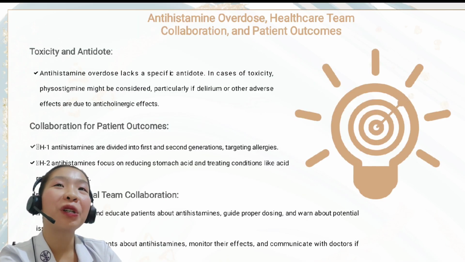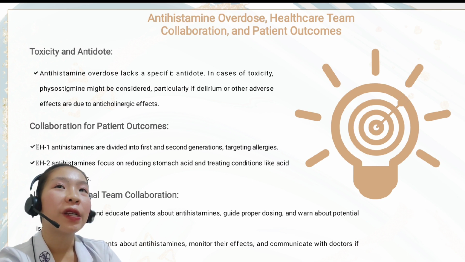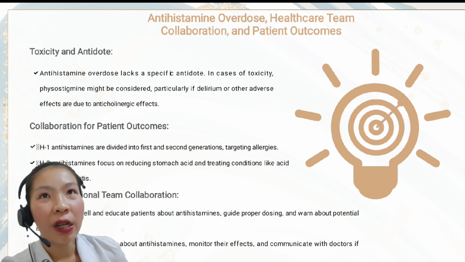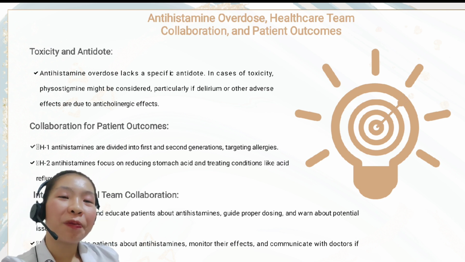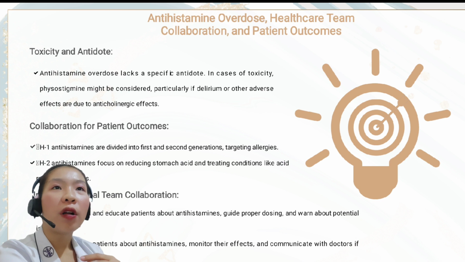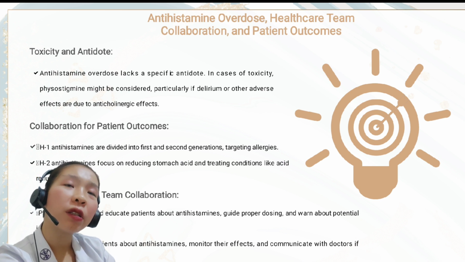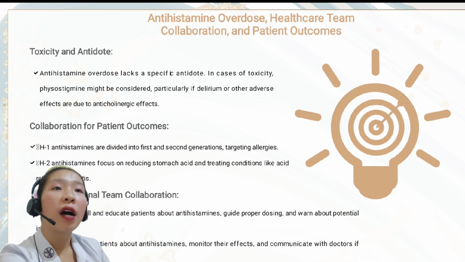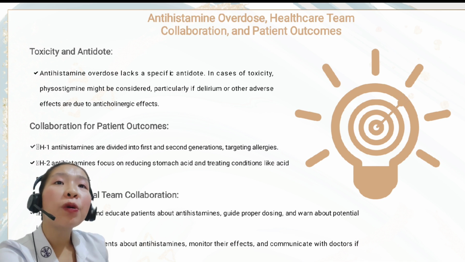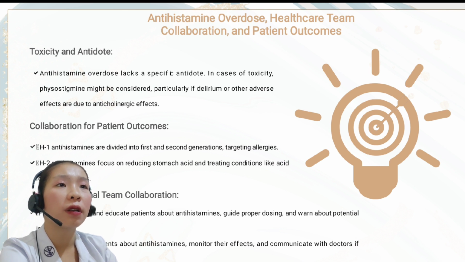Okay, now let's have our last slide. So we have here our antihistamine overdose, healthcare team collaboration, and patient outcomes. So here we have toxicity and antidote, which is the cure. As you may know, antihistamine overdose lacks a specific antidote. Well, in cases of toxicity, physostigmine might be considered, particularly if delirium or other adverse effects are due to anticholinergic effects. If you can remember, I've mentioned anticholinergic effects earlier.